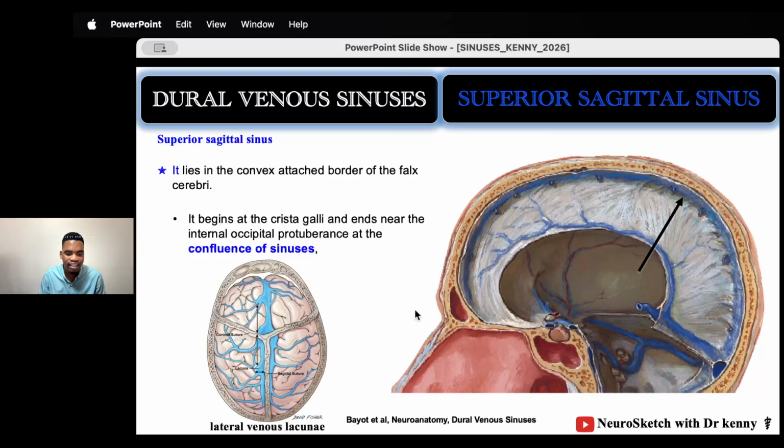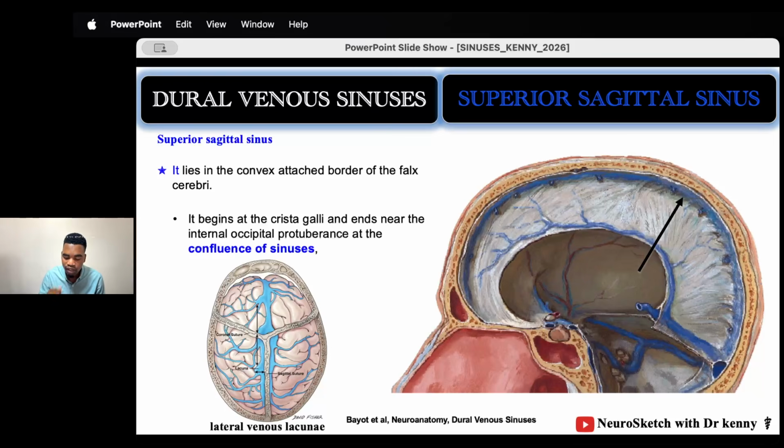And then the superior sagittal sinus has outpockets, like extensions. The superior sagittal sinus has lateral extensions, and these extensions are called the lateral venous lacunae. Lateral venous lacunae are the extensions of your superior sagittal sinus. We have only one superior sagittal sinus.